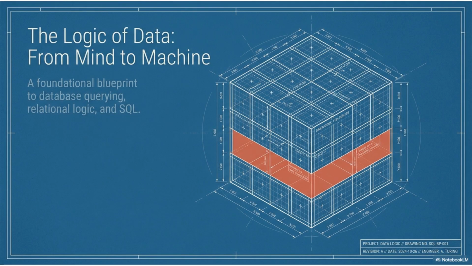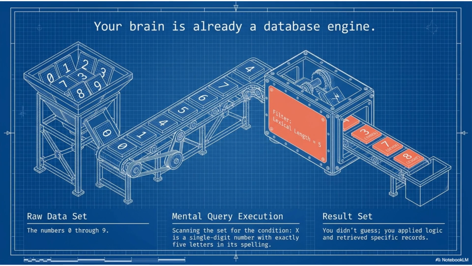Welcome to this video on the logic of data. We'll explore the foundational blueprint behind database querying, relational logic, and SQL. Believe it or not, your brain is already a database engine. When you process information, you identify raw data, apply logical filters, and retrieve specific results. It's a process we can formalize for machines.